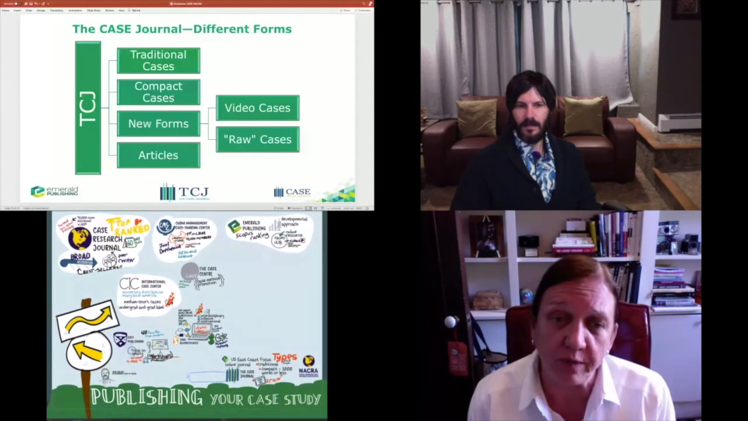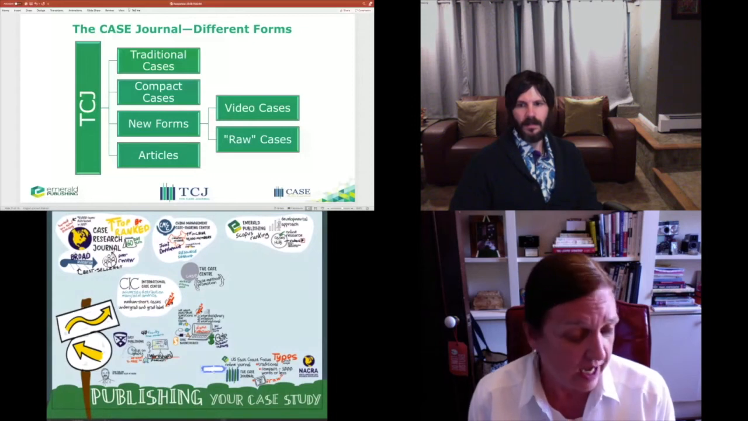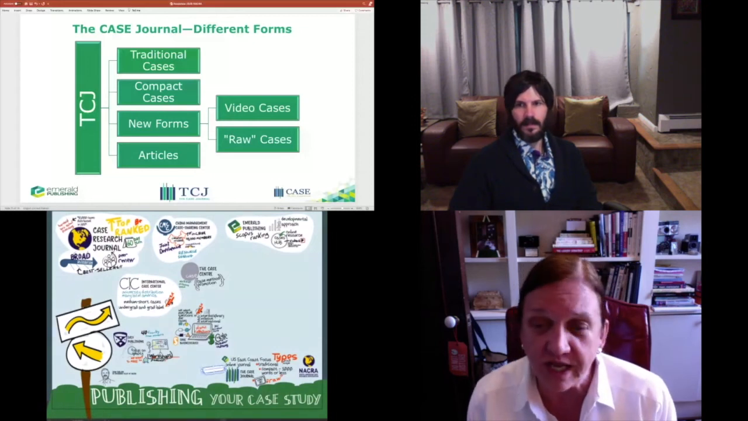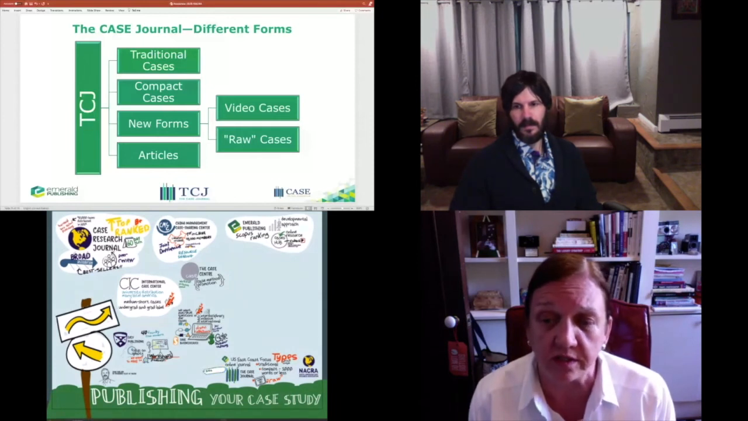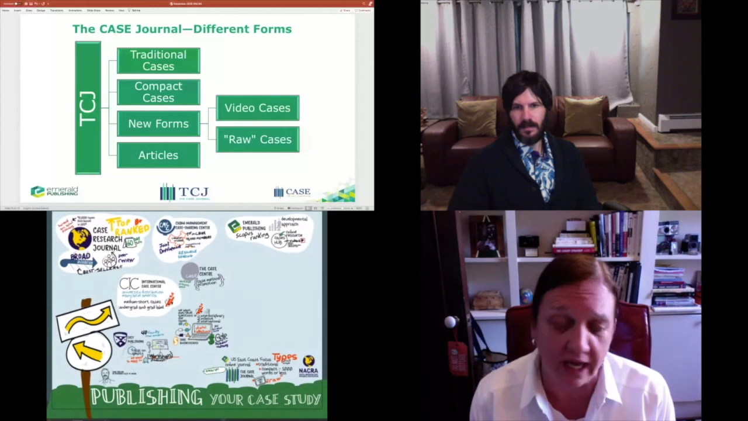We do also publish some articles in terms of case writing, case research, or case teaching, and I encourage you to submit those. I got to tell you, the best part of my job is each year at the Eastern Academy of Management meeting, I get to present the best case published in the TCJ from the previous year, and it comes with a $1,000 check. Most people are pretty happy to get that.